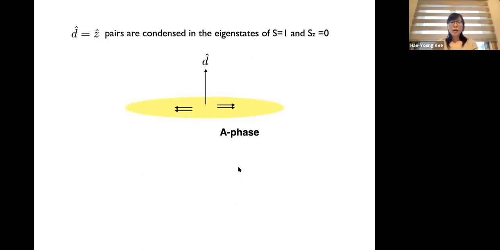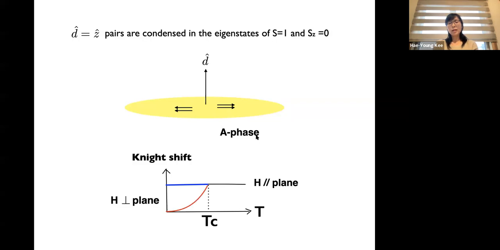I hope that's clear. Now, this is an example: when the d vector, d hat, is along the z hat direction, that means that pairs are condensed in the eigenstate of S equal 1, S z equal 0. And that means that you have up, down, plus down, up, but that is in the quantization axis along the z hat. So one way to think about that is, instead, writing in terms of the x direction, for example, then you can think of this as up, up, and down, down, condensed along the x direction. So that's called the A phase, like helium-3.